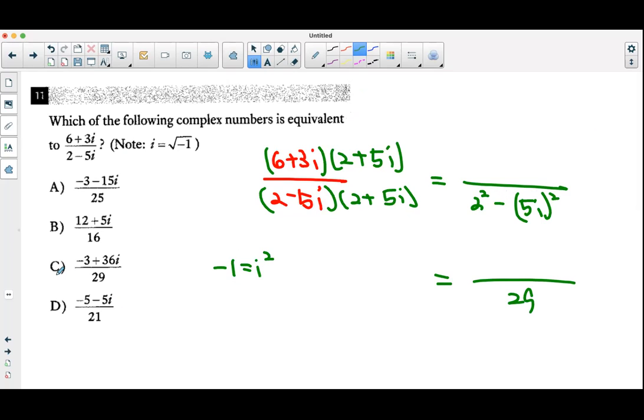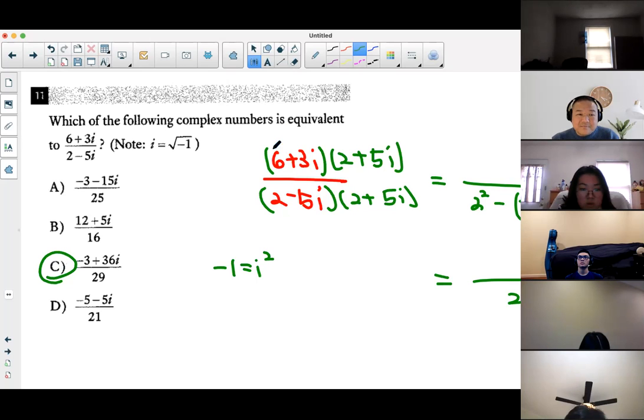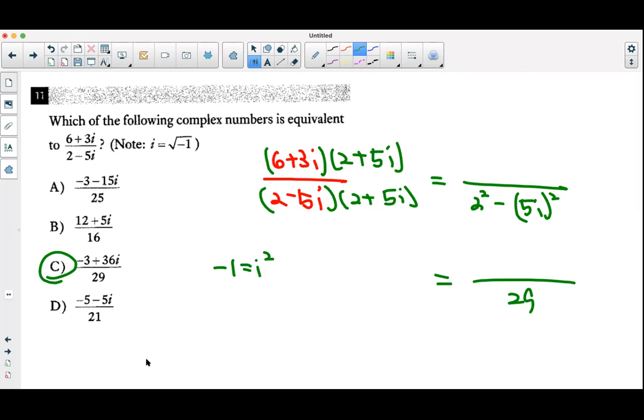The only thing that has denominator 29 is choice C. So I'm sure, even if I don't multiply everything on top, the answer should be choice C. Is that okay, guys? Alrighty. Now, let's move on to the next question. Number 13.